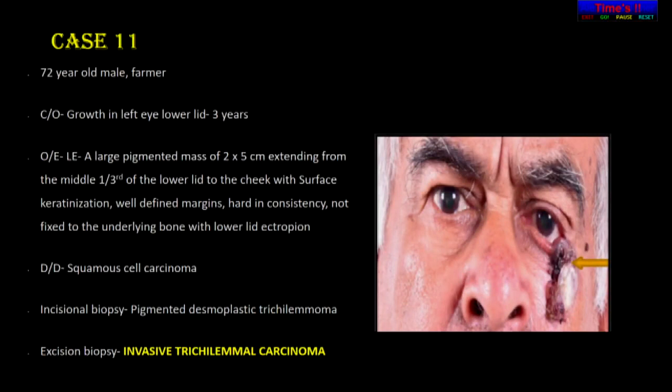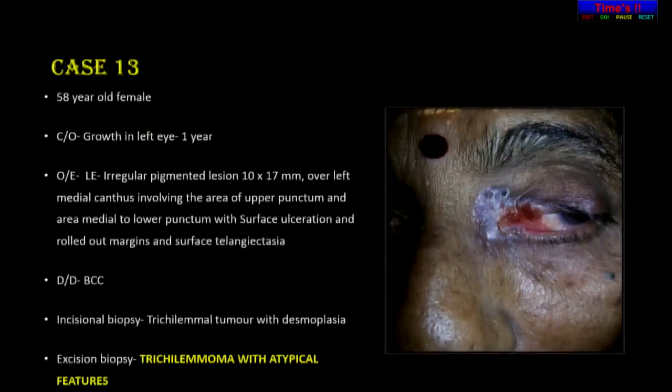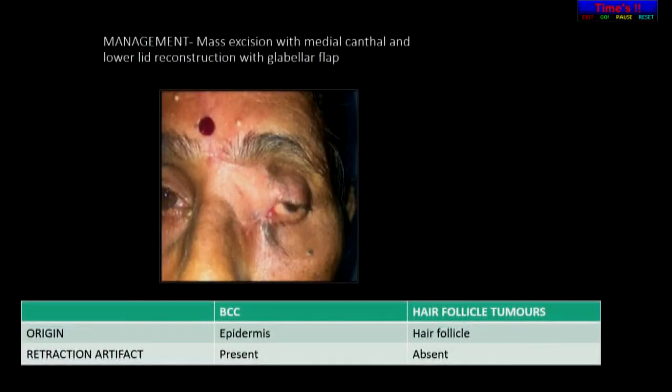And this is a large tumor in the left lower lid, and we thought it was a squamous cell carcinoma, but biopsy showed desmoplastic tricholemmal carcinoma, which is a hair follicle tumor, and this is after the lid reconstruction. And similarly, this was also a tricholemmal carcinoma, and these tumors mimic a basal cell carcinoma.